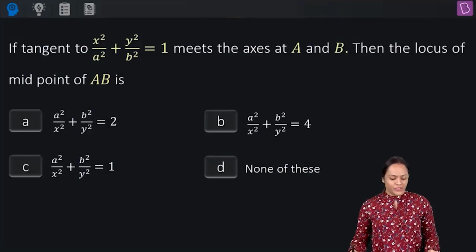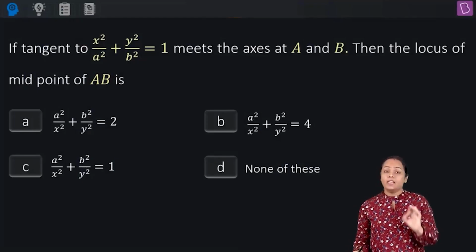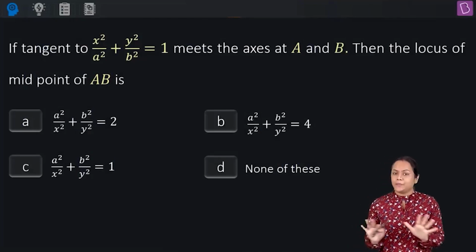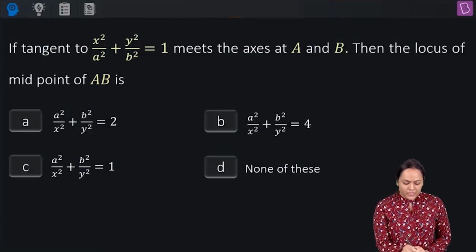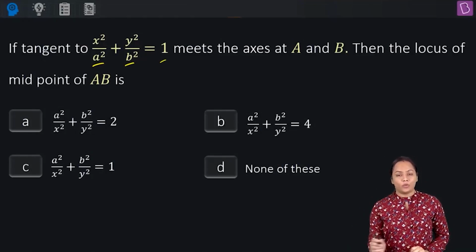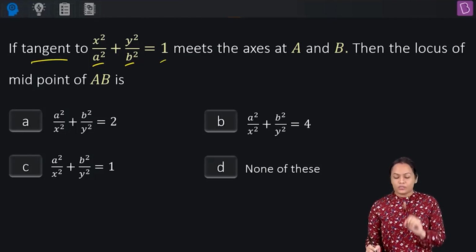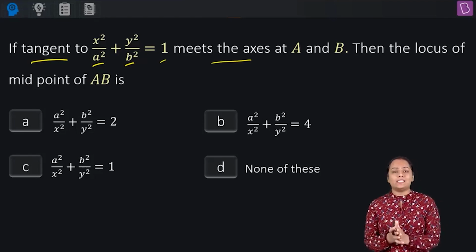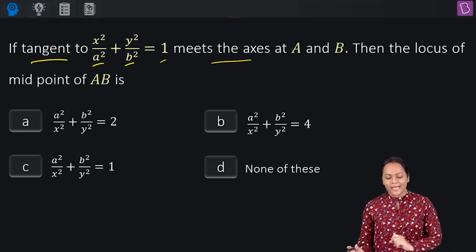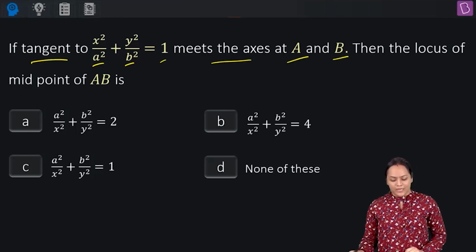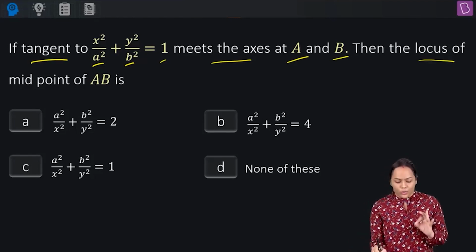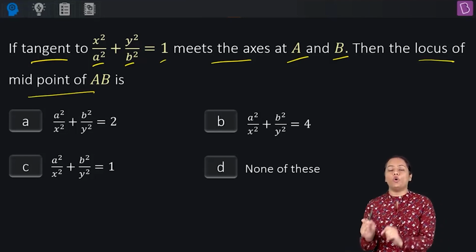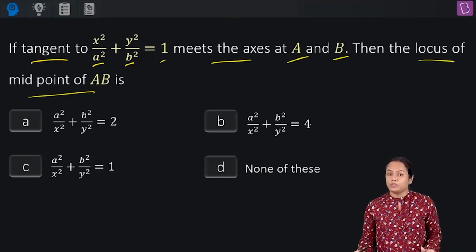Well, moving further, what they have said here is, if the tangent to the ellipse x square by a square plus y square by b square is equal to 1 is given in the standard form, this tangent is going to meet the axes, that means the x and y axis, at A and B. Then what is the locus of the midpoint of AB?